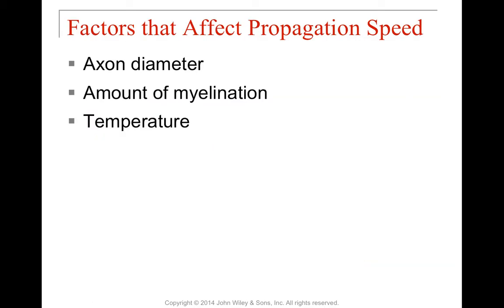Okay, some of the factors that affect the propagation speed. What does that mean? How fast does that action potential move from point A to point B, right? How fast does it propagate? One of the major things is the axon diameter. Secondarily, the amount of myelination. So how much myelin is there? The less myelin, we're going to have a little bit more leakage. And also temperature can play a role as well.